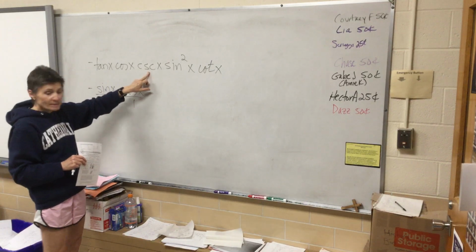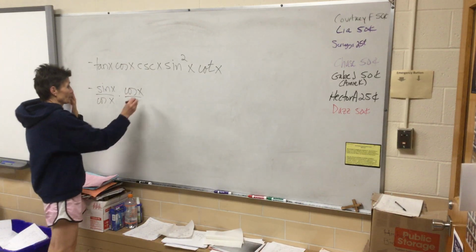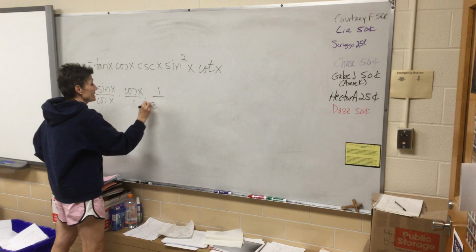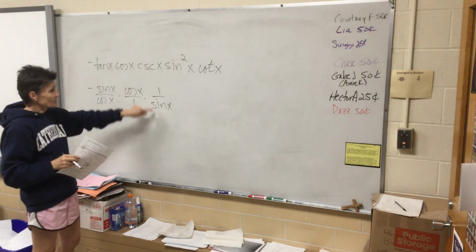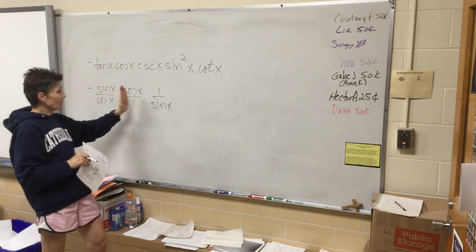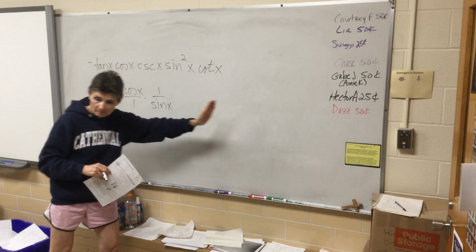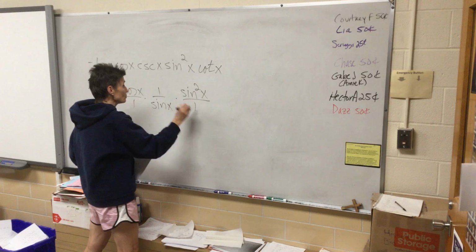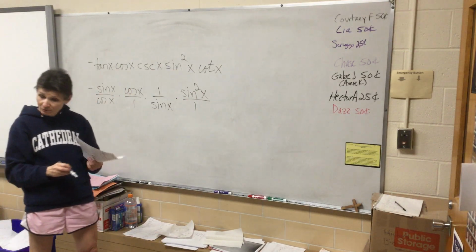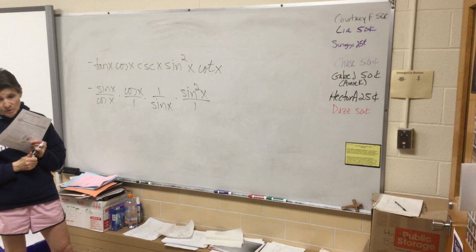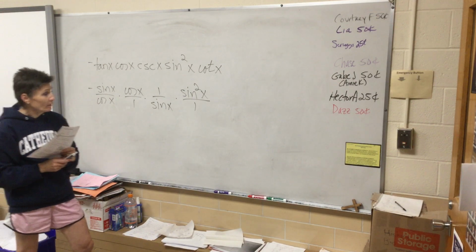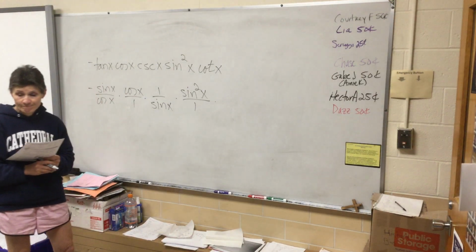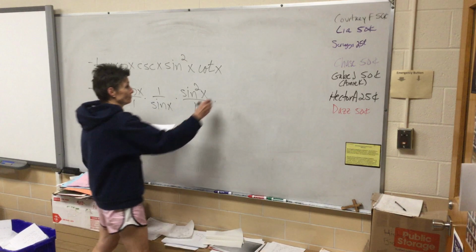All right, what's cosecant? Cosecant is 1 over sine. Yes, so I'm going to rewrite cosecant as 1 over sine. These are all multiplied, so I'm just stringing them along with each other. Now, sine squared is sine squared. We don't change sines and cosines. We'll change everything else, but not sines and cosines. Okay. All right, what's cotangent? Cotangent is cosine over sine.